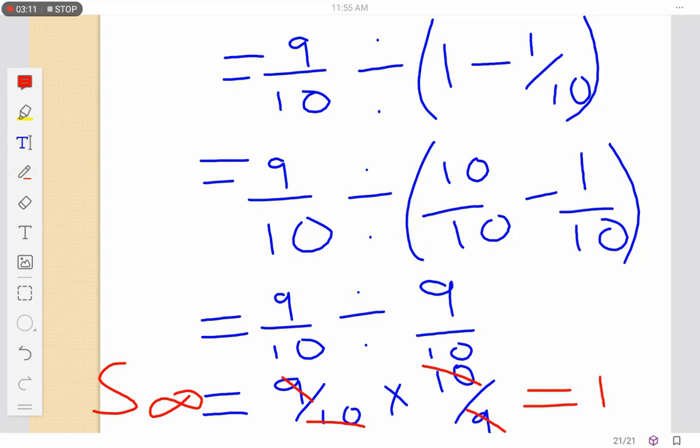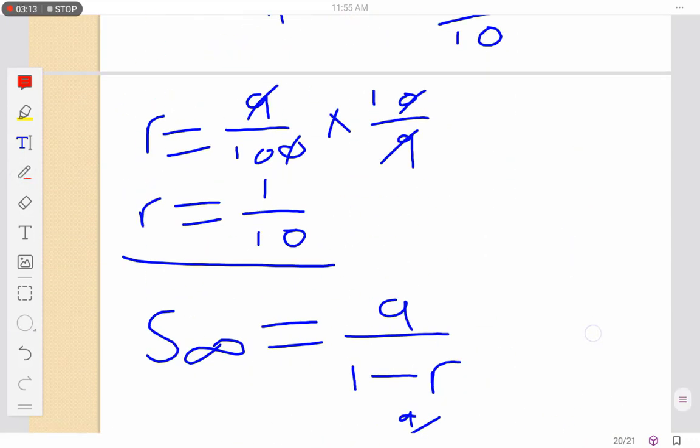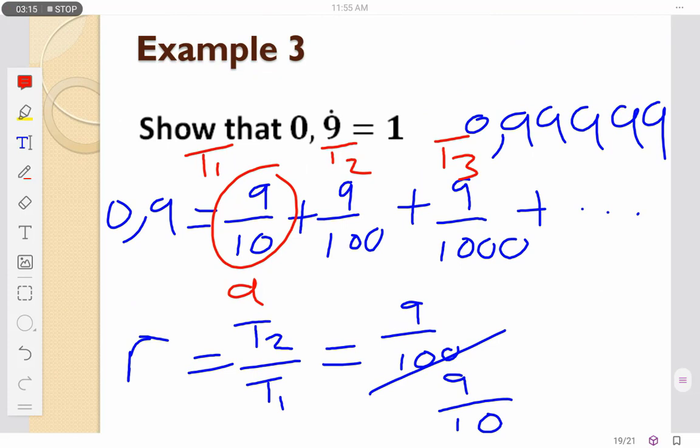So we have proved, or shown, that 0.9 recurring is equal to 1.